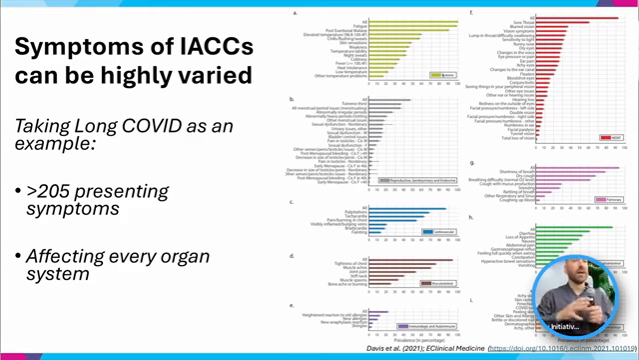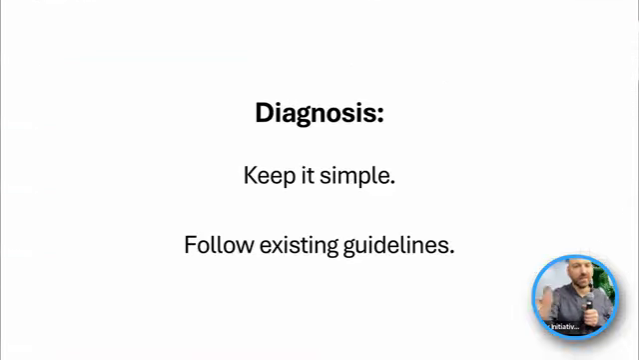One of the most impressive things about this work was just how varied a presentation can be when someone steps into your office with a suspected long COVID diagnosis. And the reason I show this is because this can make it feel like it's complicated to diagnose infection-associated chronic conditions. I'm trying to really put the idea out here that it's not that complicated.